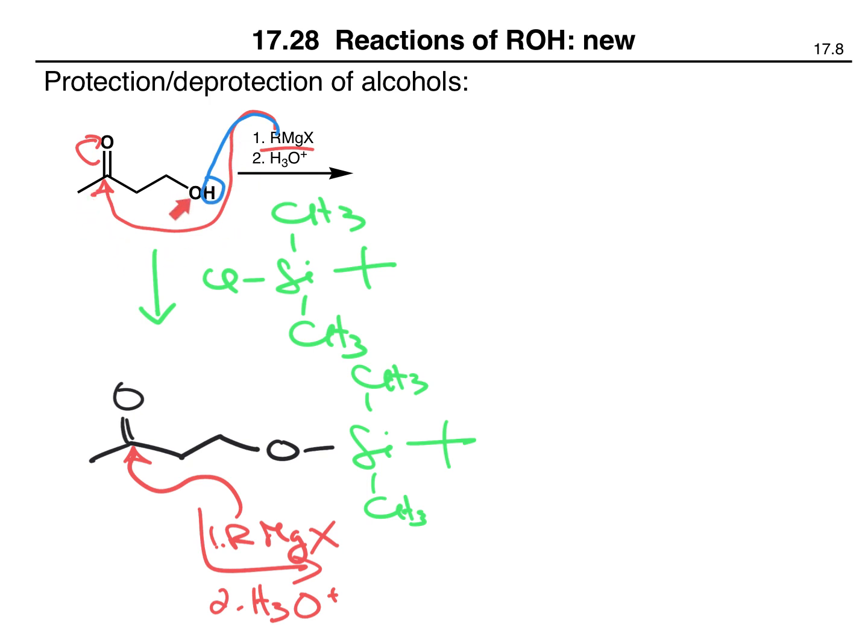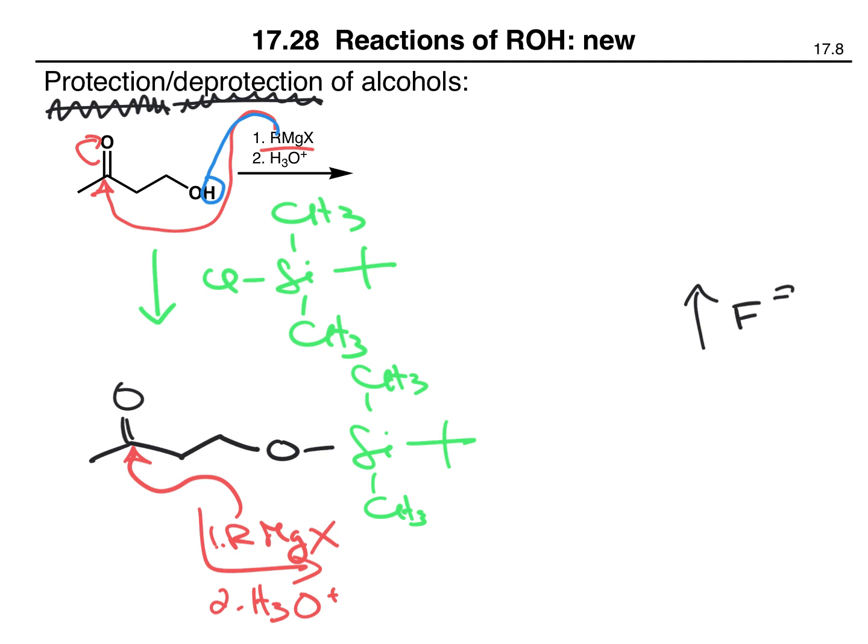But what if we wanted this alcohol? Well, we need a way to get it back, because protection is only helpful if we can also deprotect, right? So we want to convert our functional group into something that's not reactive, but we need a way to convert it back again. So silyl ethers are quite common because the silicon forms a really strong bond with fluorine.